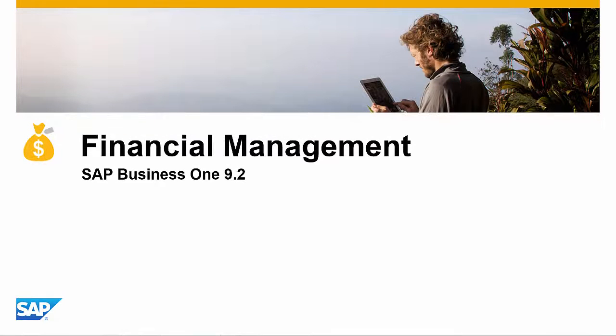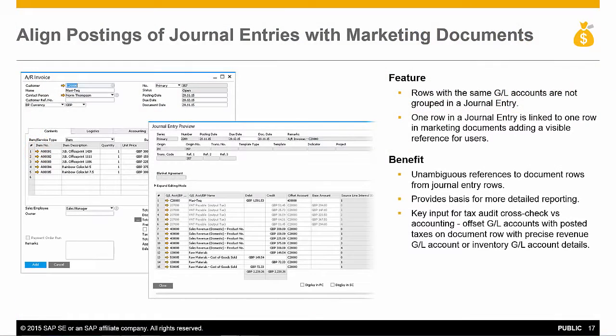We have a number of key topics to highlight under financial management. We have now aligned postings of journal entries with marketing documents. So rows with the same journal ledger accounts are not grouped in a journal entry. One row in a journal entry is now linked to one row in a marketing document, adding a visible reference for users. This provides an unambiguous reference to document rows from journal entry rows. It also provides the basis for more detailed reporting.